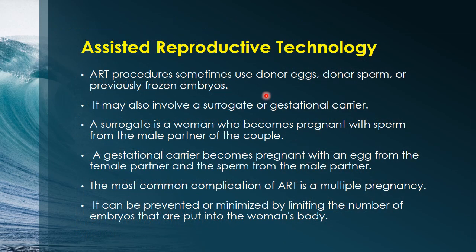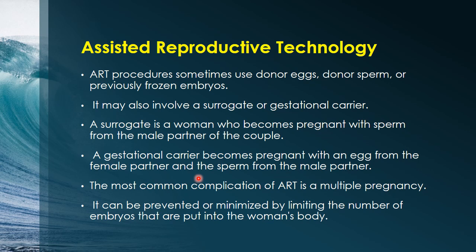Some procedures of this ART use donor eggs, donor sperms, or previously frozen embryos also. It may also involve a surrogate or a gestational carrier. A surrogate is a woman who becomes pregnant with a sperm from a male partner of the couple. And a gestational carrier becomes pregnant with an egg from a female partner and the sperm from the male partner.